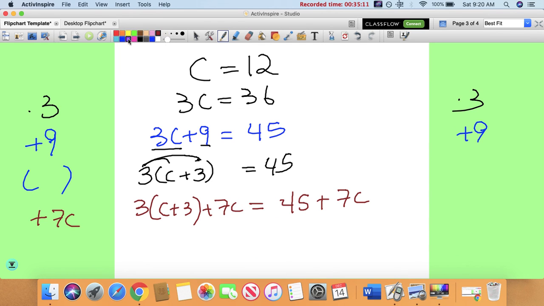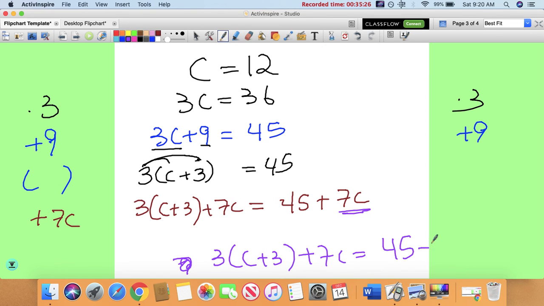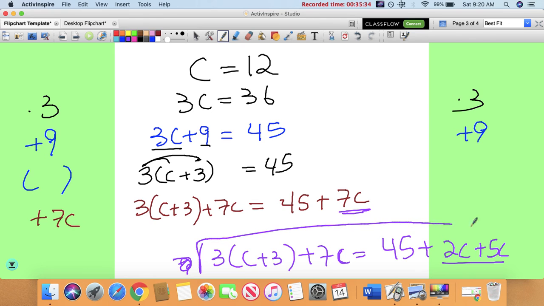Or again, like I did in the previous problem, you could have done 3c plus 3 plus 7c, and then I'm going to break up this 7c. You could have broken up this too. So instead of writing just 7c straight up, I'm going to write 45 plus 2c plus 5c. As long as it equals 7c, you're good. So this is the big equation you just created.